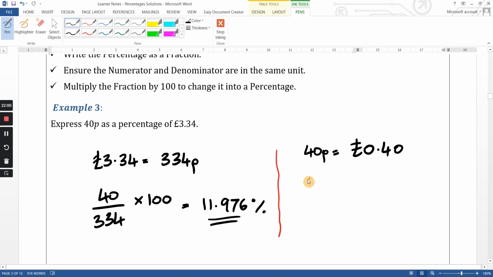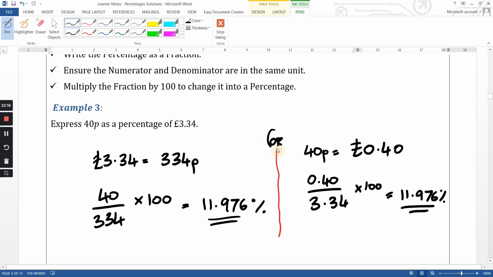So now as a percentage, let's write it as a fraction first. That's still in pounds. Then times by 100, and you'll get the same answer. You'll notice. Try it on your calculator. You will get the same answer. So it doesn't matter whether you change them both to pence or both to pounds. You just make sure that you've got the same units for both before you write it as a fraction, and then times by 100 to get it as a percentage.